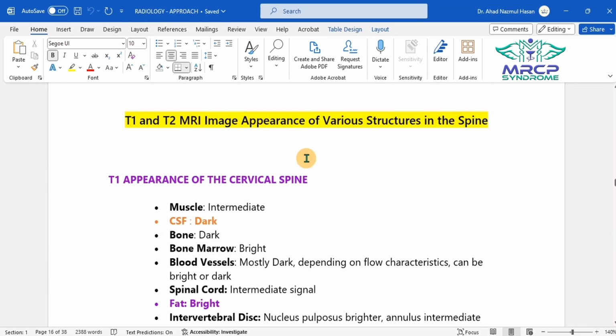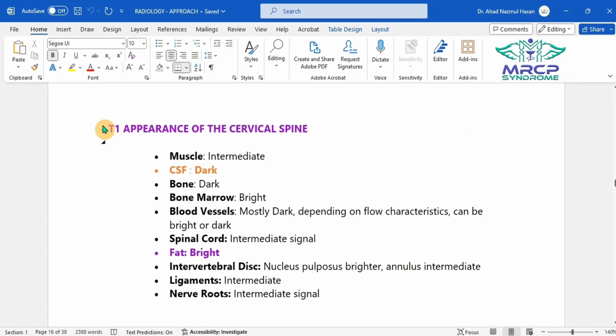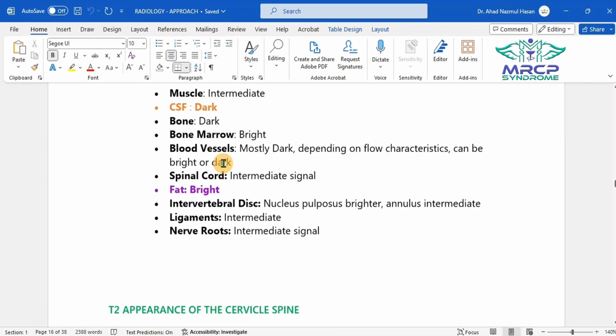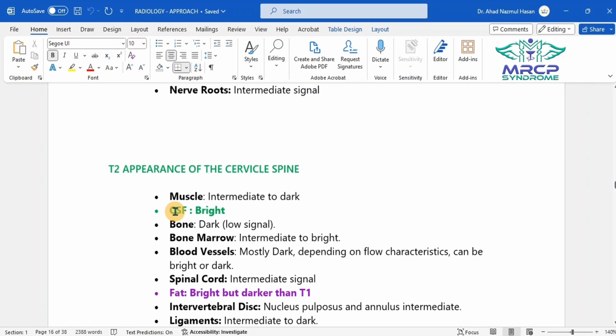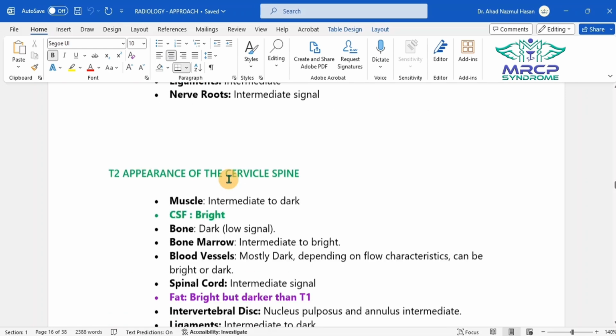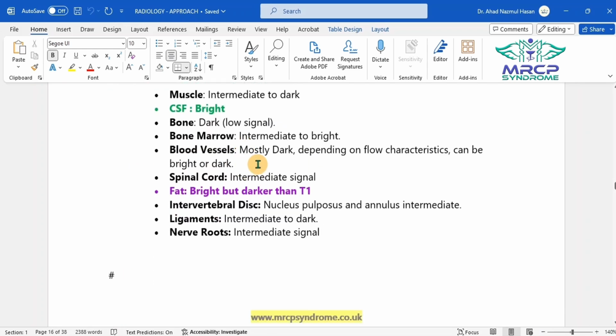So next one is T1 and T2 MRI images appearance in various structures in the spine. Similarly, in T1, the CSF would be dark, the bones would be dark, the fat would be bright, and the intervertebral disc would be intermediate. And in T2, the CSF would be bright. Previously, the CSF was dark. In T2, the CSF would be bright, and the fat is bright in both T1 as well as T2, and the bones would be dark.